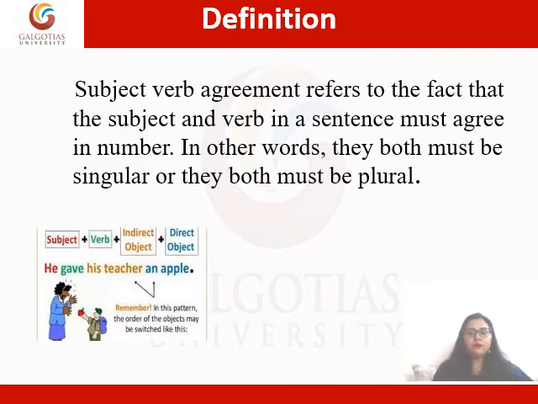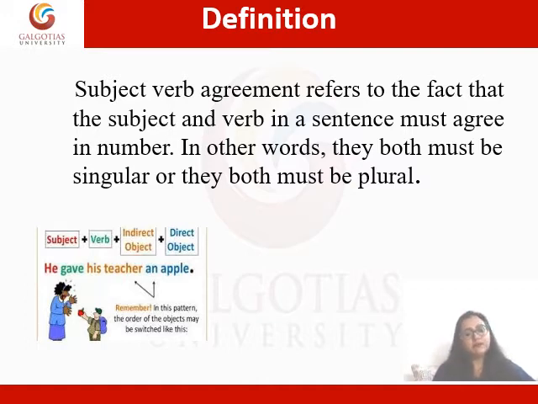Now, before we move on to the concept, let us understand what subject-verb agreement is. Subject and verb agreement refers to the fact that the subject and verb in a sentence must agree in number. In other words, they both must be singular or they both must be plural.